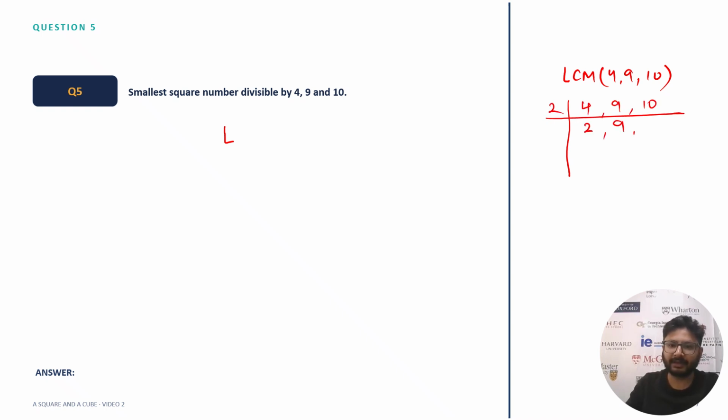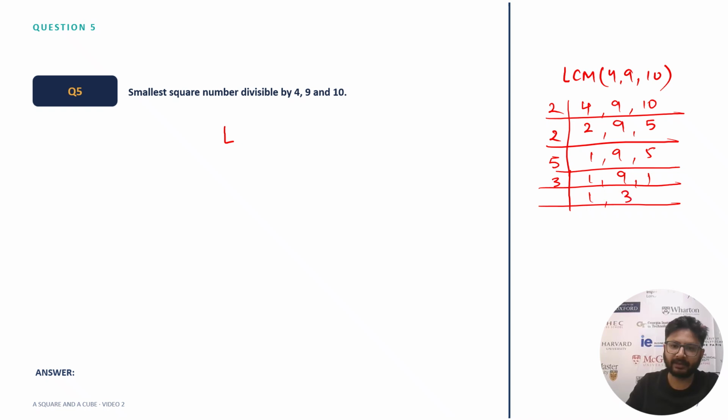2, 2, 4, 9 as it is, 2, 5, 10. 2, 1, 2, 9 as it is, 2, 5, 10. I take 5, 1, 9 and 1 and 3, 1, 3, 1 and 1, 1, 1. So basically the LCM is 2 square into 3 square into 5 to the power 1.